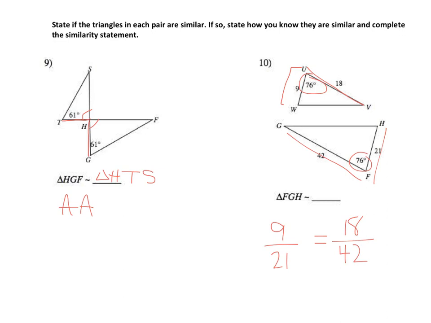I can reduce 9 and 21 by 3. So if I divide by 3, I get 3/7. And if I divide 18 and 42 by 6, 6 goes into here 3 times, 6 goes in there 7 times. So yes, these are proportional, which makes the triangles similar. The shortcut used here is side-angle-side. And to finish my similarity statement, I would say triangle FGH is similar to triangle U, since that has to match up the 76-degree angle. And then it went F to G, so down the longer side here of the two. So we want to go U to V, and then W.